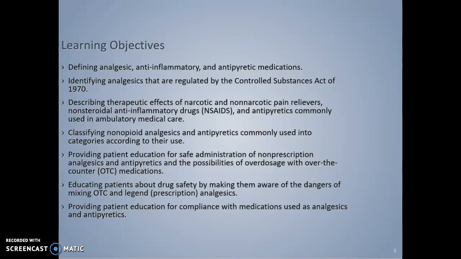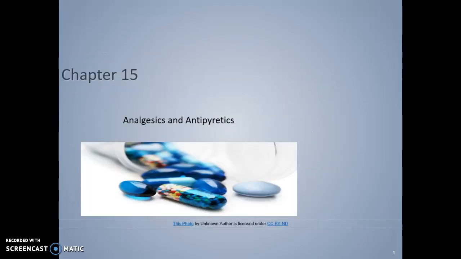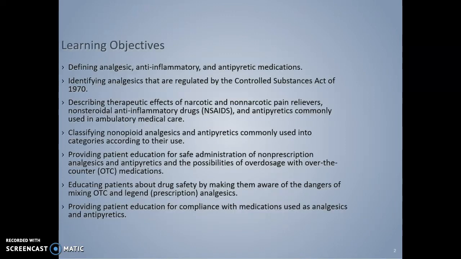Hello, welcome to class. We're going to be working on Chapter 15 today, Analgesics and Antipyretics. These are our learning objectives. We're going to be able to define analgesic, anti-inflammatory, and antipyretic medications, identify analgesics that are regulated by the Controlled Substances Act of 1970, describe therapeutic effects of narcotic and non-narcotic pain relievers, non-steroidal anti-inflammatory drugs, also known as NSAIDs, and antipyretics commonly used in ambulatory medical care.